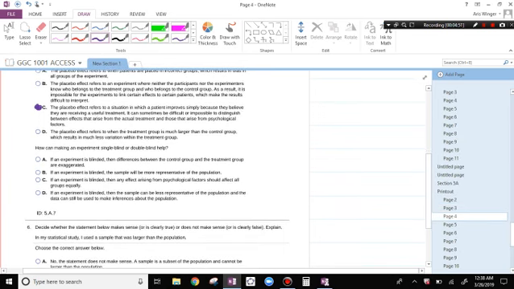How can making experiments single or double blind help? If an experiment is blinded, then any effect arising from psychological factors should affect all groups equally.